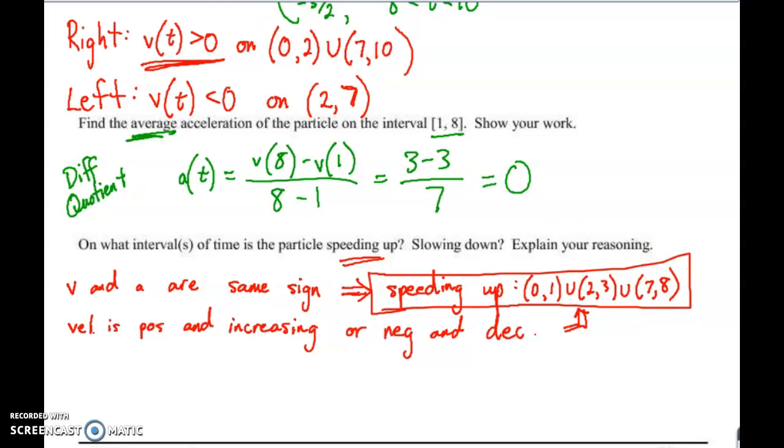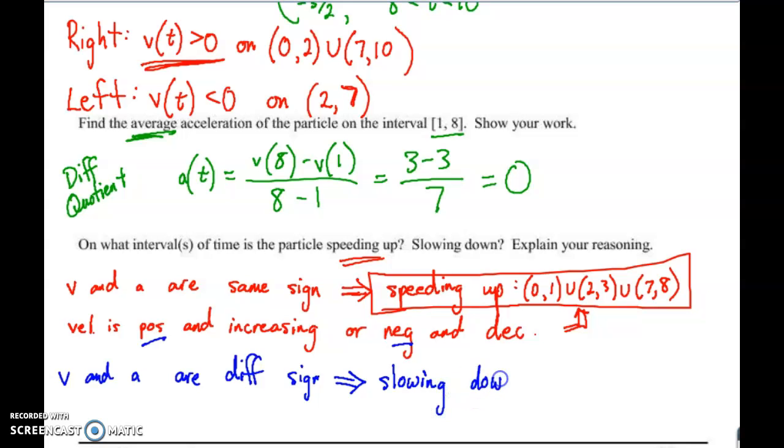And then the flip side of that would be velocity and acceleration are different signs. And this is where you could say velocity, I'm not going to write this, is positive and decreasing, or negative and increasing. So you'd have to switch those words around. I'll leave that to you to write. And that's where, not speeding down, that makes no sense. It would be slowing down.